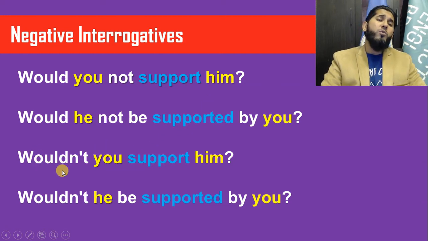But the short form, which is very common in spoken English, you bring would not, wouldn't, in short form before the subject, at the beginning of your sentence. Wouldn't you support him? And in passive form, wouldn't he be supported by you?